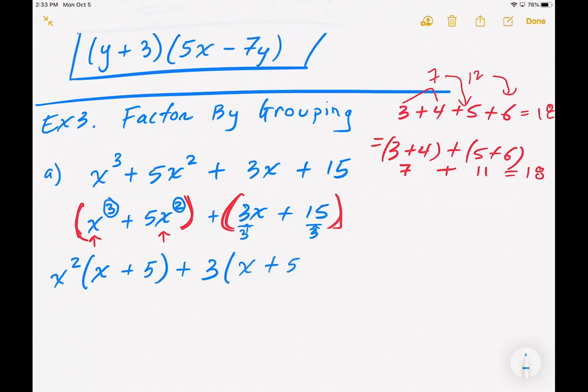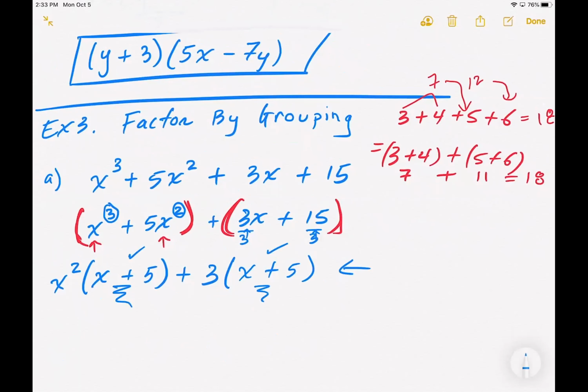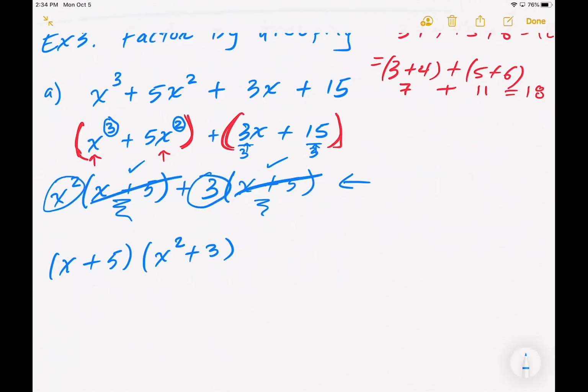Is this item similar to what we have up there? Those are my common items, do you agree that I can take out x plus 5? And what is my leftover? My leftover will be x squared plus 3. If I take x plus 5 out, my leftover is x squared plus 3. And ladies and gentlemen, this is our answer.